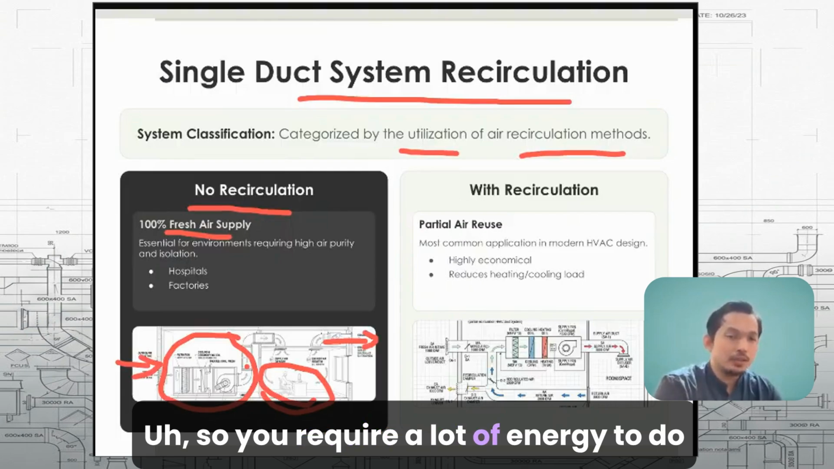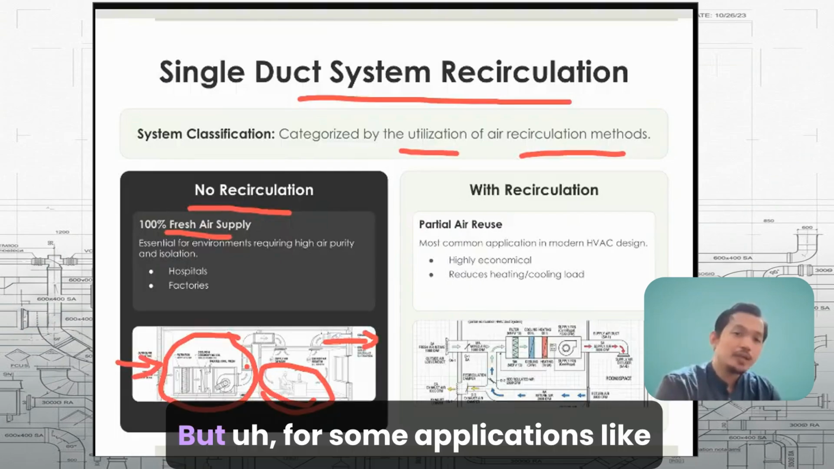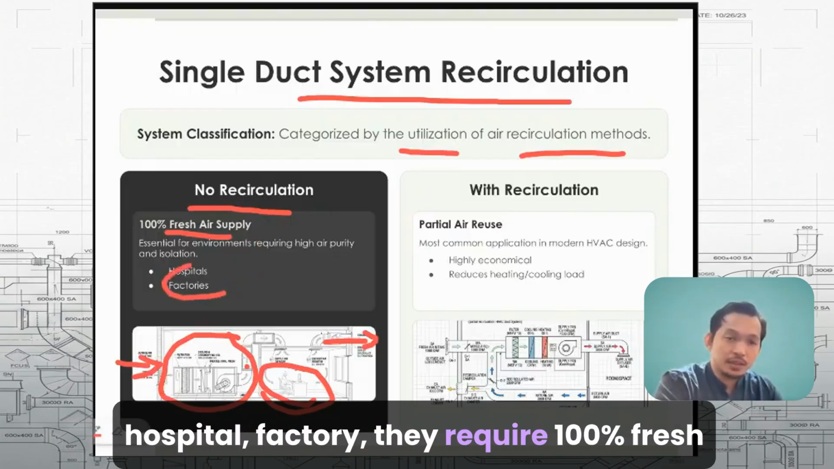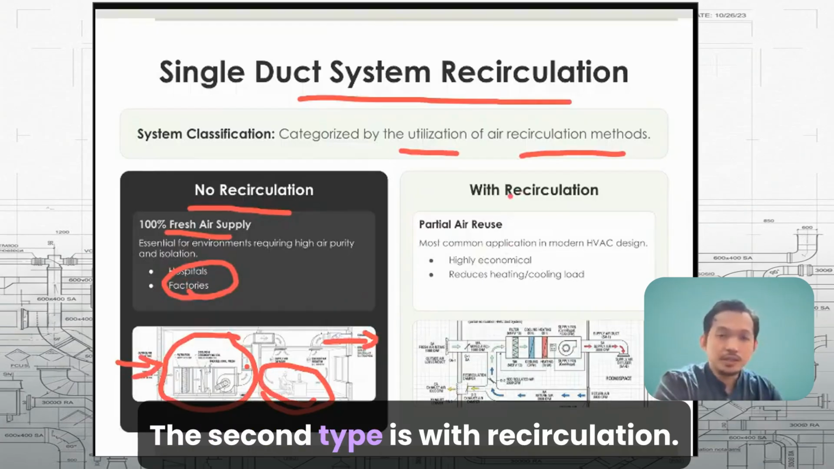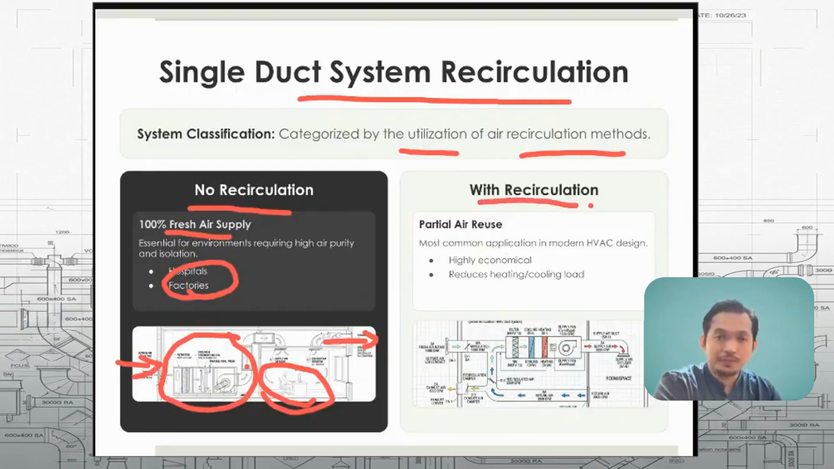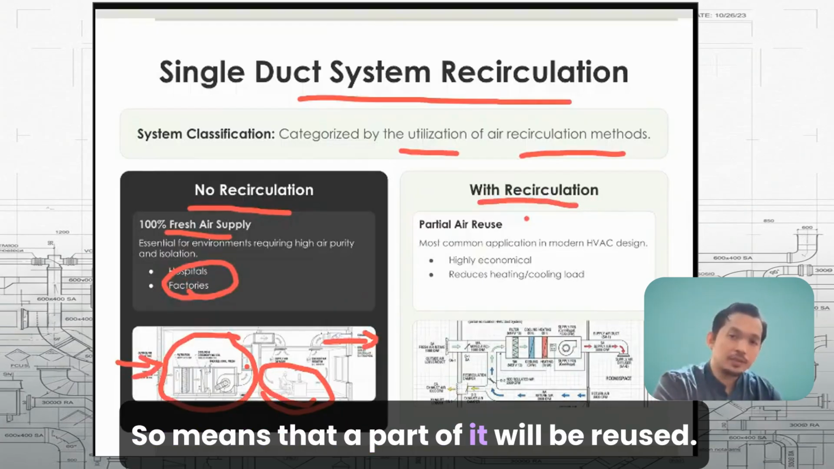So you require a lot of energy to do that, but for some applications like hospitals and factories, they require 100% fresh air. You cannot recirculate air. The second type is with recirculation, which means that a part of it will be reused.